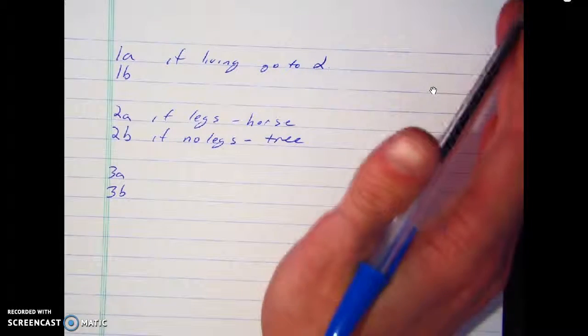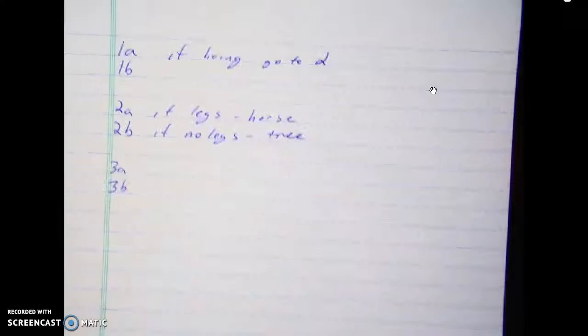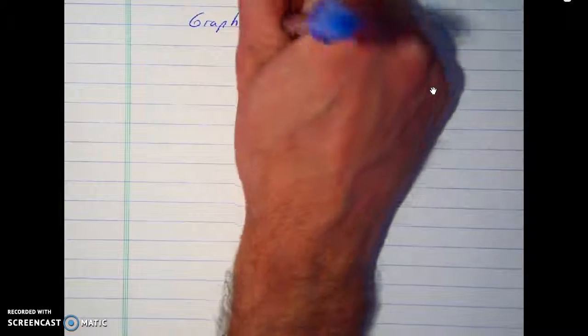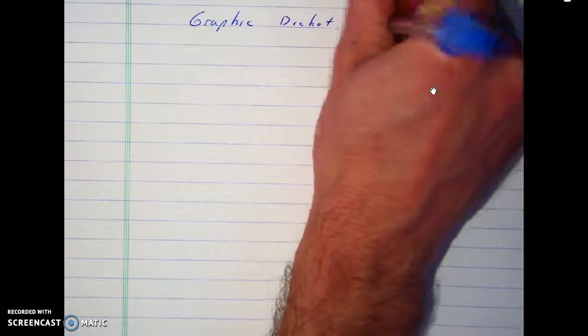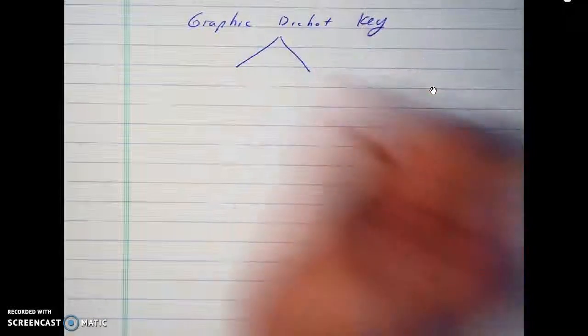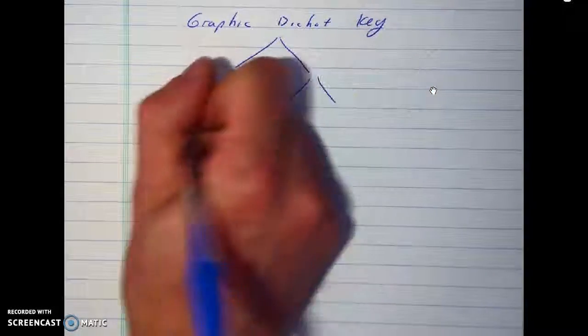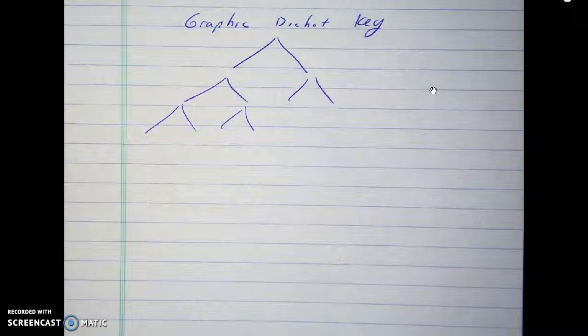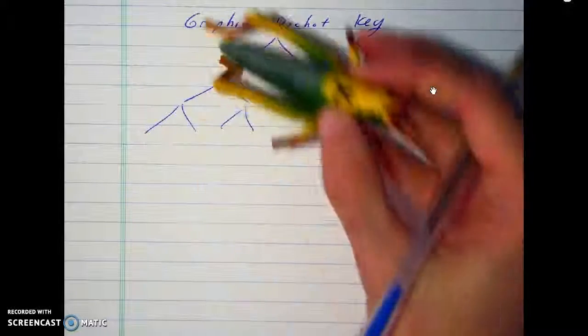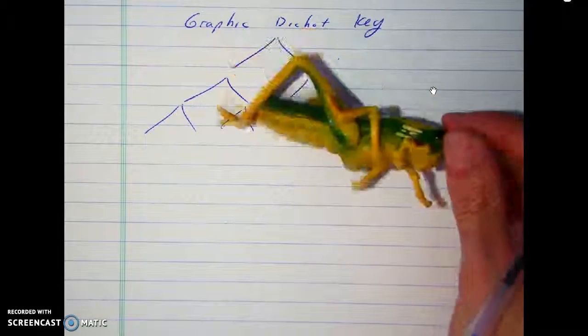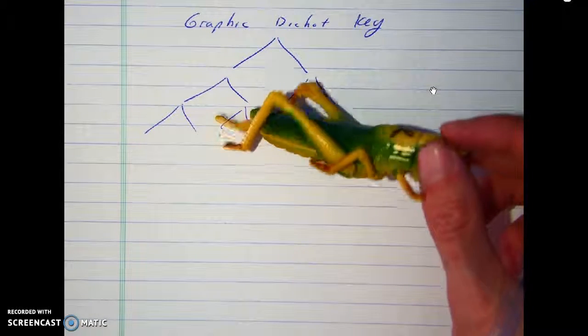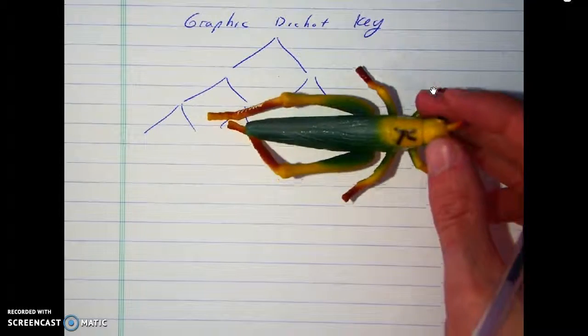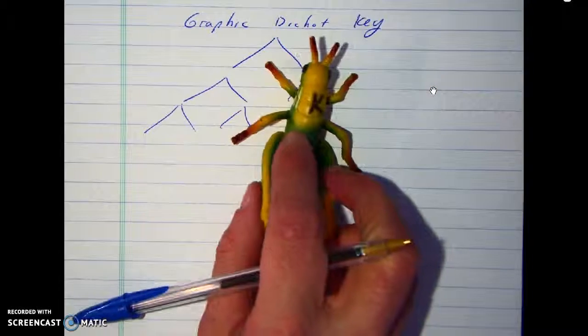What I'd like you to do today is two things. I'd like you to start out by making the graphic dichotomous key, the kind with the arrows or the flowchart style, something like this, going on and on and on, using some plastic creatures. There are bags of plastic creatures. I say creatures because not all of them are insects. This happens to be a grasshopper. Some of them are, some of them aren't. They all have a letter on them. This happens to be letter K.